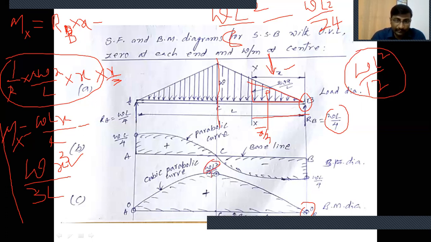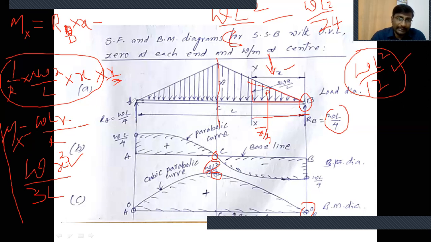This is the maximum bending moment because the shear force is 0 at point C. Wherever the shear force is 0 or changes sign from positive to negative or negative to positive, then we can get the bending moment at that point as maximum value. This is the maximum bending moment at point C.